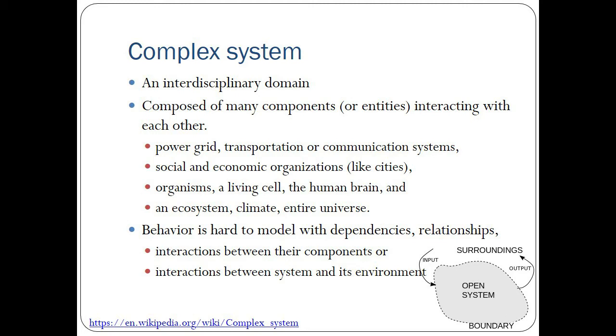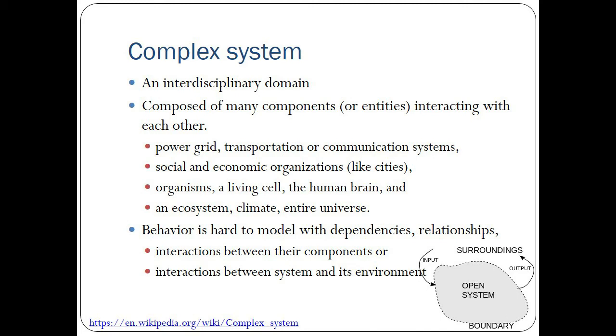Organisms of different kinds form some complex system. A living cell of a particular species forms a complex system. The human brain has neural networks, neurons, so a neuron network. All these things have a complex nature to be studied. Then an ecosystem, the climate, or the entire universe could also be said to be a complex system.